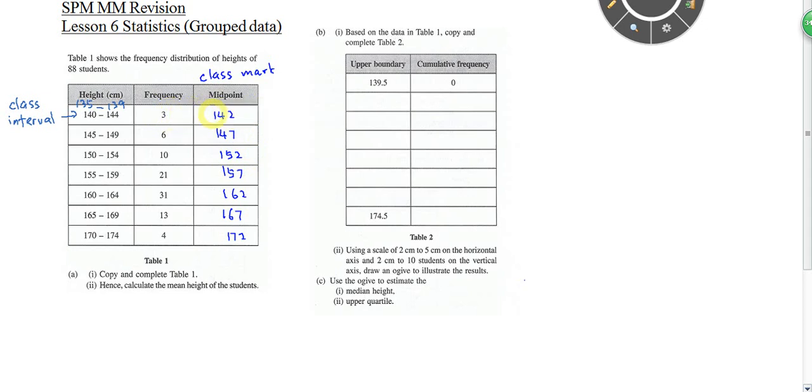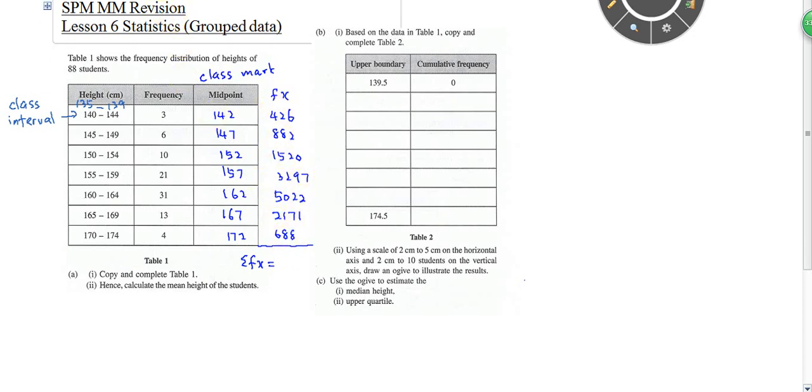If you want to find the mean height of this group of students, we just assume that the 3 students have height 142. So I need to take 3 multiplied by 142, which is fx over here. I need to add one more column here. 3 times 142, you will get 426. And 6 times 147, you will get 882. 10 times 152, 1520. 21 times 157, you will get 3297. Okay, here are the answers.